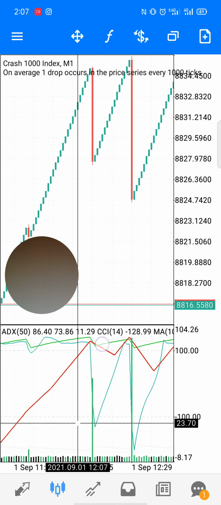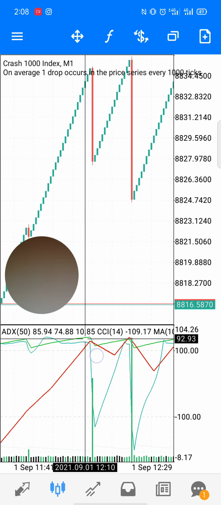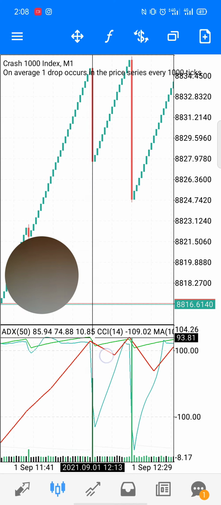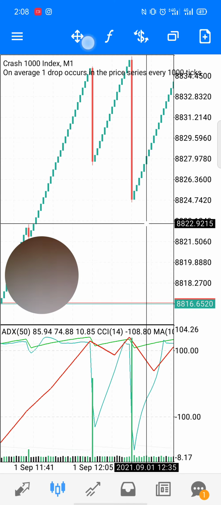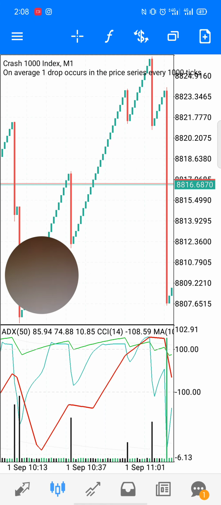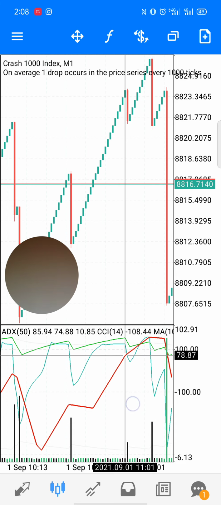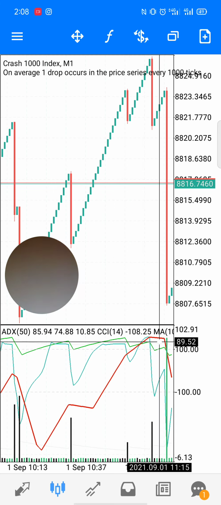You can see. Look at this point. Look, the red moving average came and crossed above at this point. Look, after 1, 2 candles, it spiked. You can see the strategy. I'll show you more, guys. Very powerful strategy. Look, it came, it crossed, it spiked.